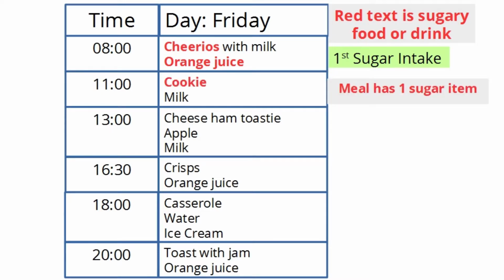The 11 a.m. meal of cookie and milk has how many sugar items? The 1 sugar item is the cookie biscuit. This is the second sugar intake.